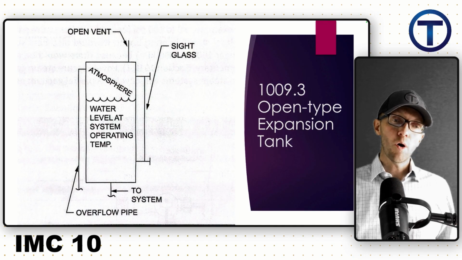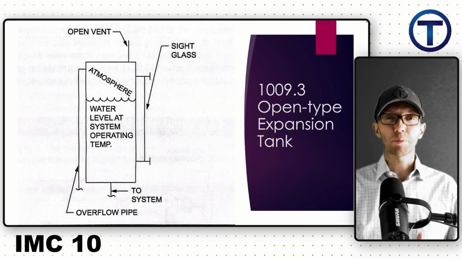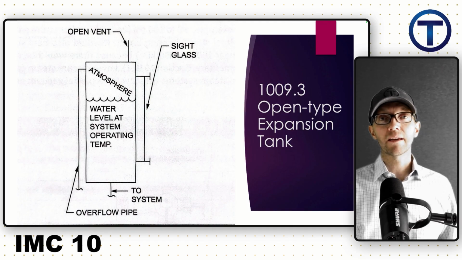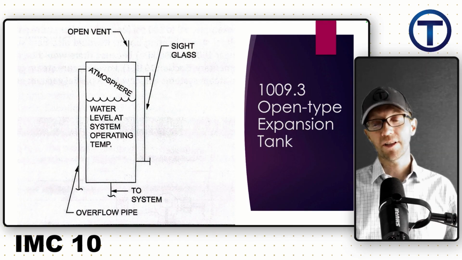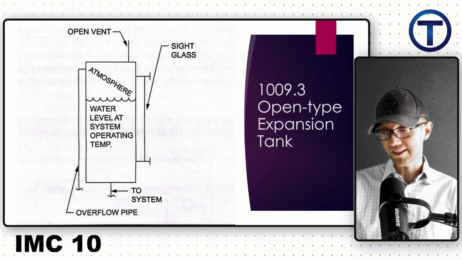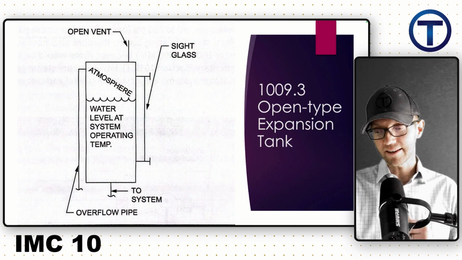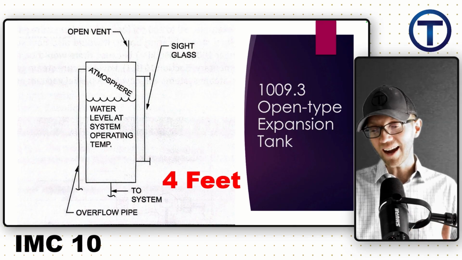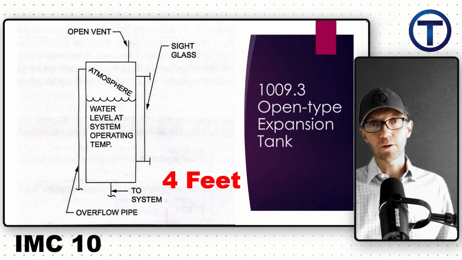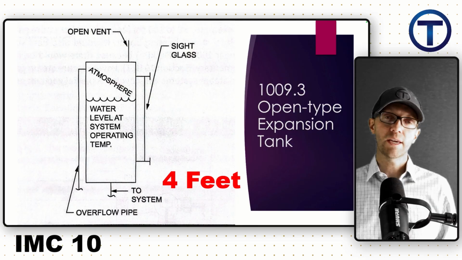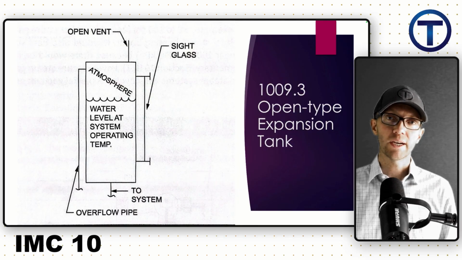In order for an open type expansion tank to work properly, it has to be elevated physically above everything else, above the heat source. It says open type expansion tanks shall be located not less than 4 feet above the highest heating element. So there is that positioning that we have to take into account for these as well.